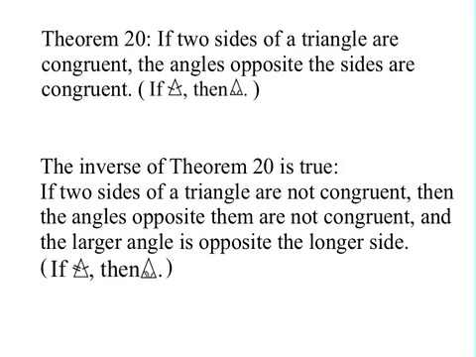Well, the inverse of Theorem 20 is also true. And it's been a while since we talked about inverses, but let's read the inverse of Theorem 20. If two sides of a triangle are not congruent, then the angles opposite them are not congruent, and the larger angle is opposite the longer side. The last part, where it said the larger angle is opposite the longer side, is not exactly part of the inverse, but it happens to be true. And the inverse of Theorem 20 becomes its own theorem, which will be looked at in more detail in a later lesson.